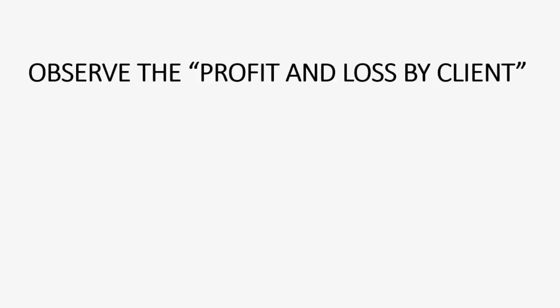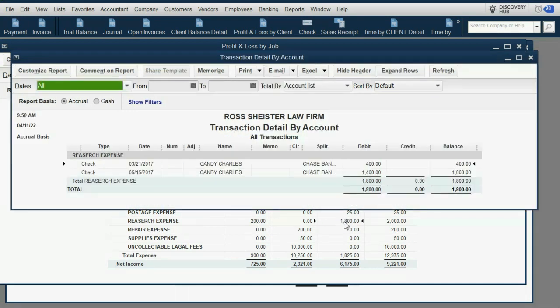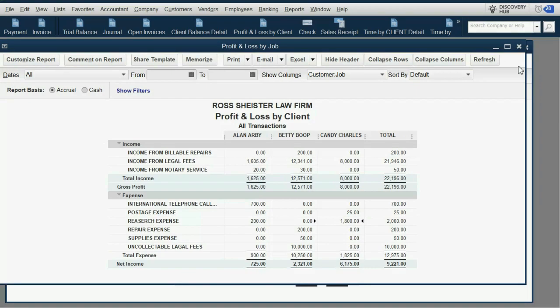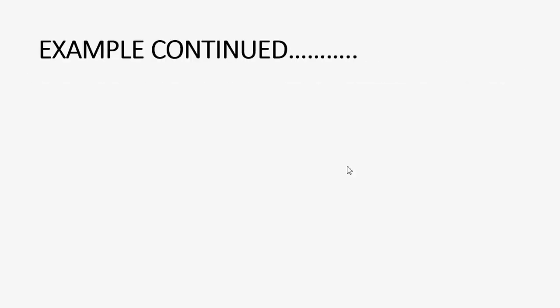Let's also observe the profit and loss by client. If we look at the profit and loss by client under Candy, we see that for Candy there's $1,800 in research expense because $200 prior research expense was for Alan, and if we double click this, we see just for Candy there were 2 checks prior for research expense. So the numbers are what we need them to be going into the next section.